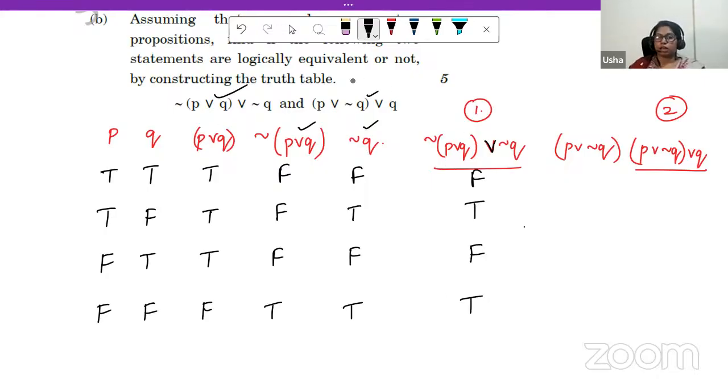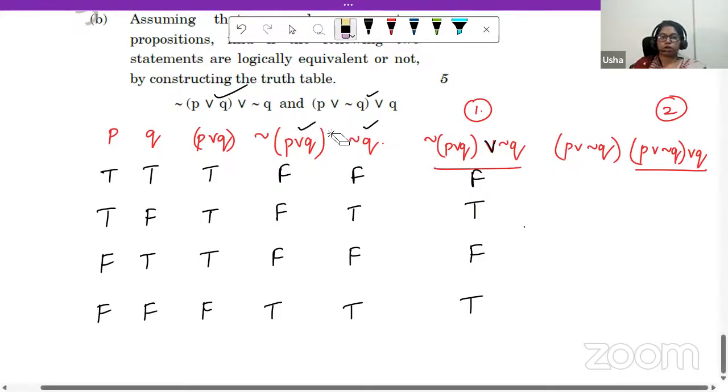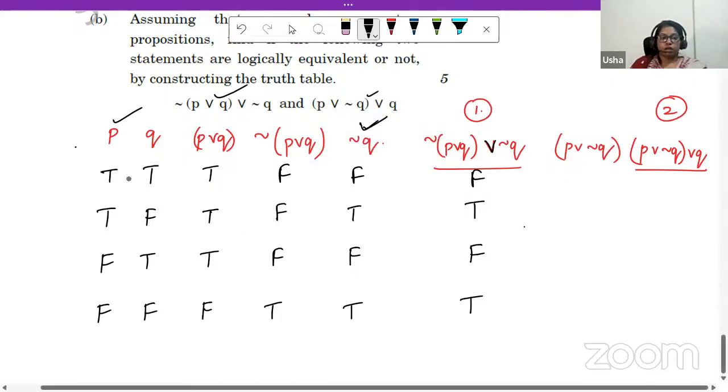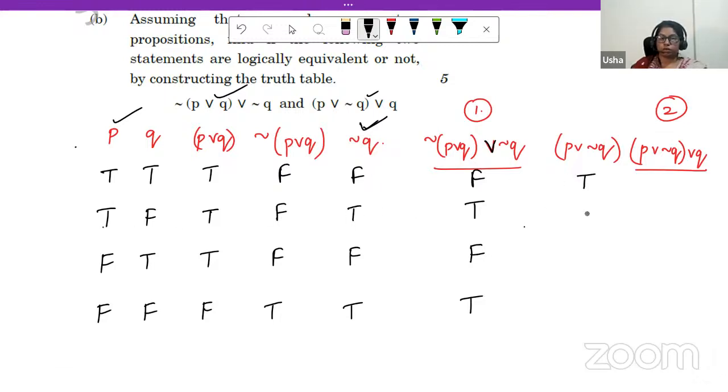This one is done. Now we have to do this for P or not Q. P or not Q: we have to take P and then we have to take not Q. Okay, this first column and this column. If both are false, the output will be false. Otherwise, it will be true. Here, true and false is true. True and true is true. False and false, and then false and true.